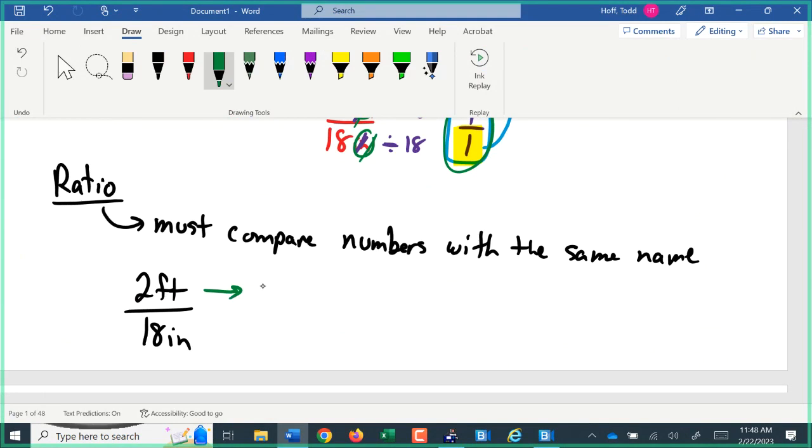But we can convert 2 feet into 24 inches. And of course, the 18 inches can just stay. Now we're comparing inches to inches, which is just fine. The inches cancel out. We can divide both of those by 6. 24 divided by 6 gives us 4. And 18 divided by 6 gives us 3.